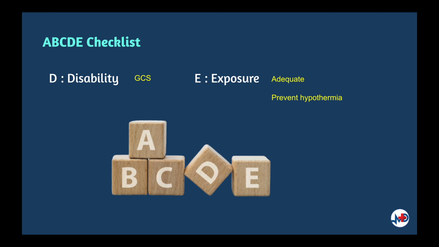Last but not least, let's complete it with the E, which is exposure or environmental control. So ensure the patient is exposed well so that an adequate, complete examination can be performed. Prevent the patient becoming hypothermic and measure their temperature while you're exposing them.